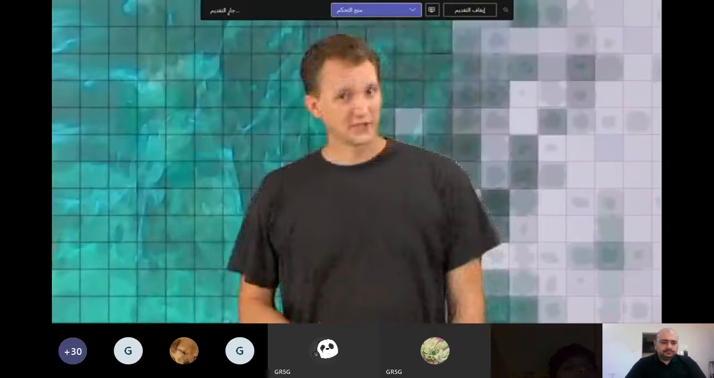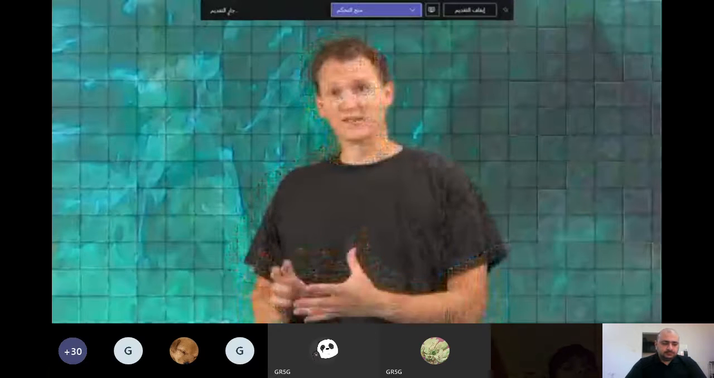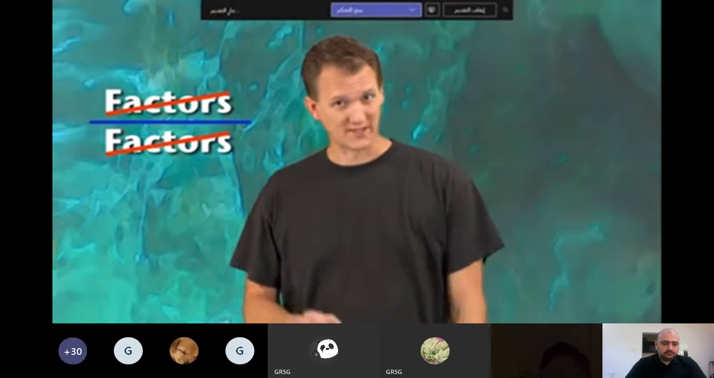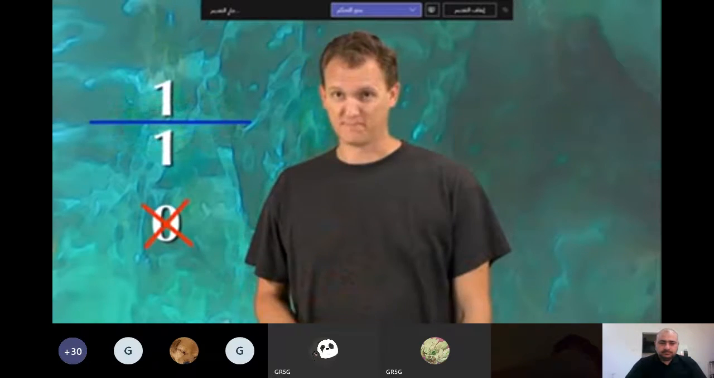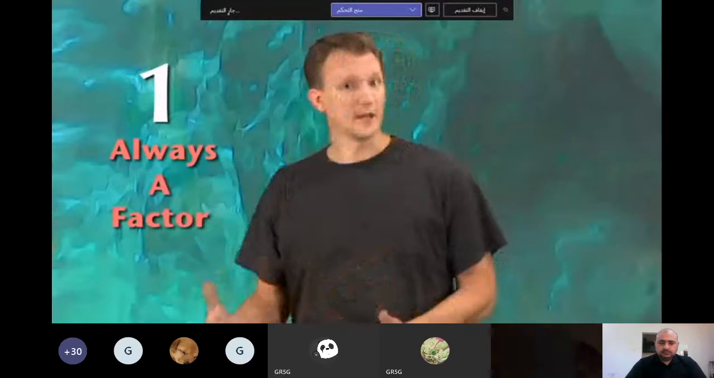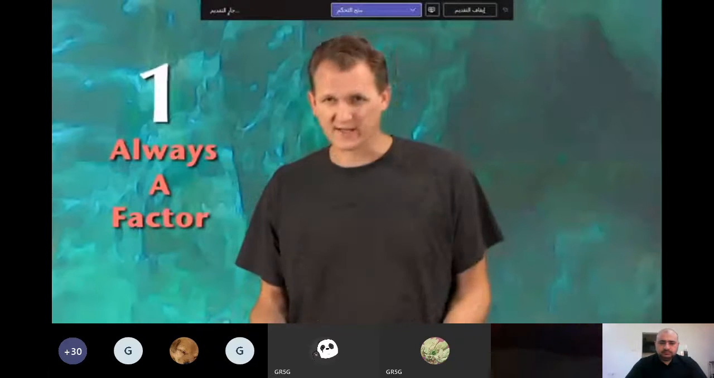Oh, and there's one important thing to remember. If you're ever able to cancel out all of the factors on the top or bottom of a fraction, don't be tempted to write in a 0. Put a 1 in there instead. The reason you can write in a 1 is because 1 is always a factor of any number. It's just we usually don't write it in.